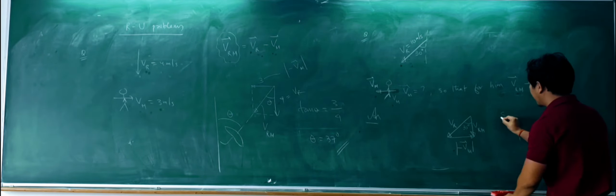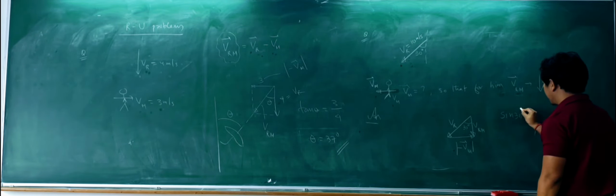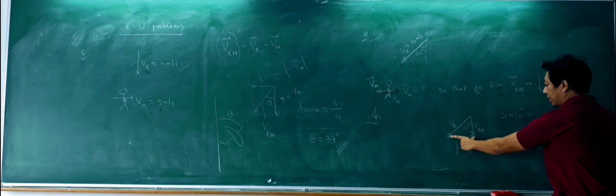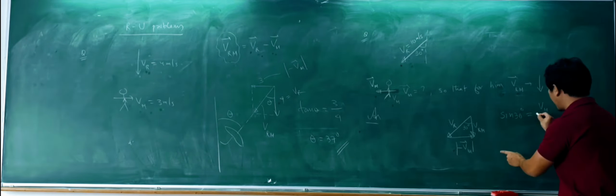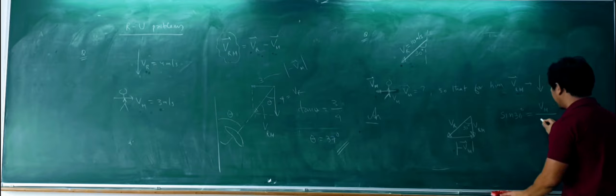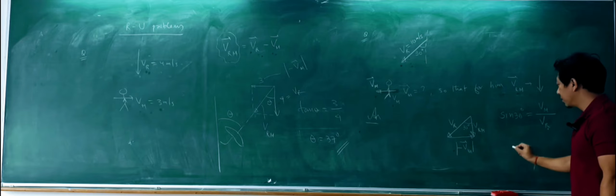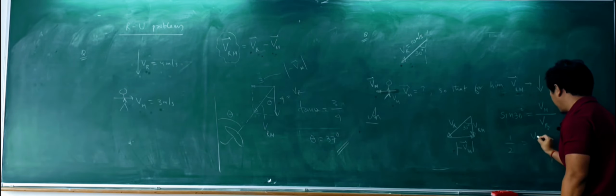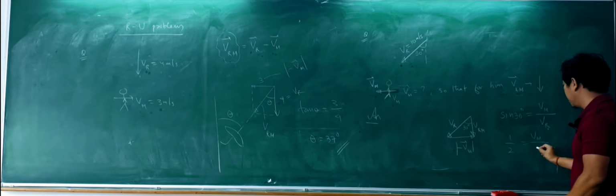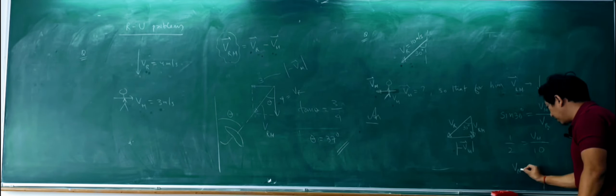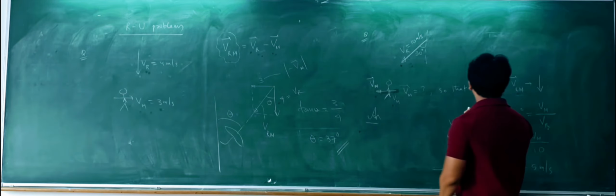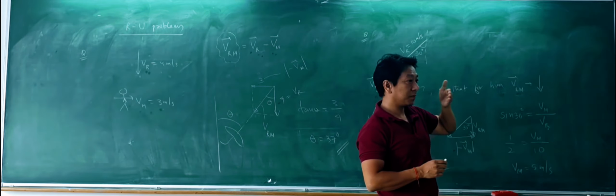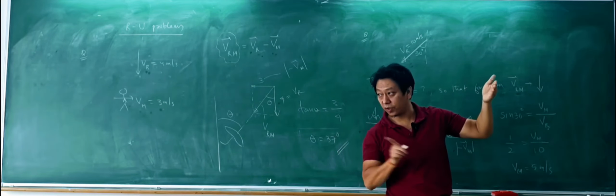What should I write? Sin 30. Sin 30 will be what? This magnitude is the man's velocity, divided by the hypotenuse, which is whose velocity? Rain's velocity. Sin 30 is half, man's velocity is Vm, rain's velocity was 10. So man's velocity should be 5. And where should it be? If rain is coming this way, he should run this way.